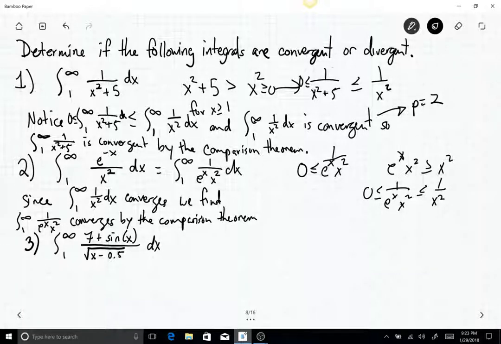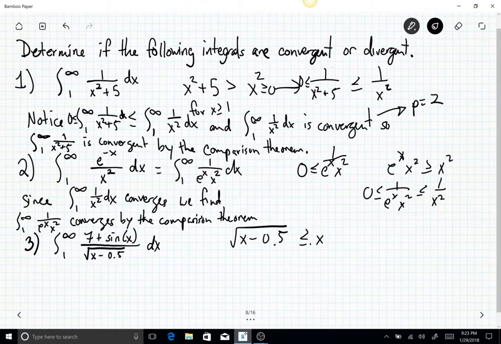So we see a sine of x, so that looks kind of scary at first. But yes, divergent is right on the money. And so now it's a matter of picking out the function that we want to compare this to. The one I always start with, personally, I don't even start with the function itself. I start with x minus 0.5, and notice that this would be less than or equal to x. So the square root of x minus 0.5 should be less than or equal to the square root of x.